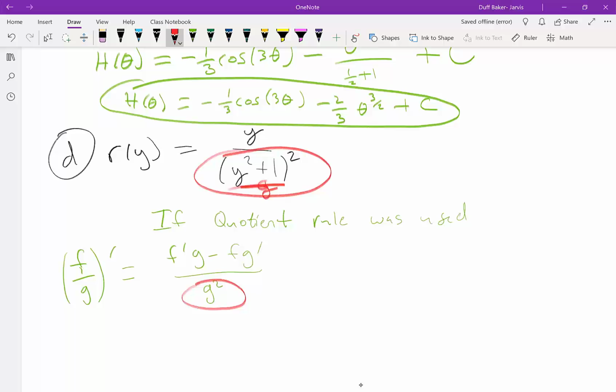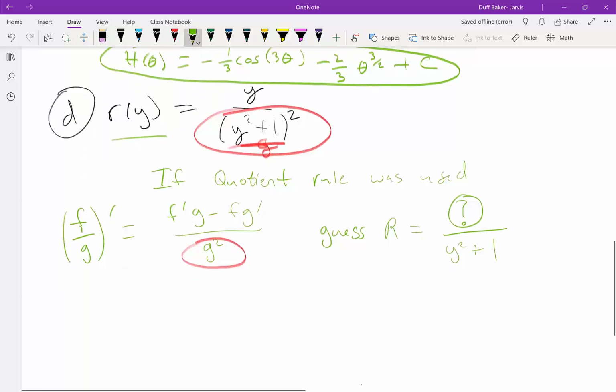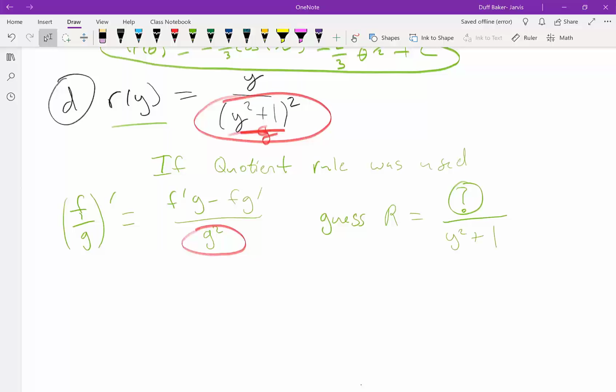So we might at first guess that r is something that we don't know over y squared plus 1. And we want to see, well, what would I have to put in on the top so that when I take its derivative, I get little r? So what I would just imagine is, if you had to actually do the quotient rule here, what would you get? So what would r prime be?